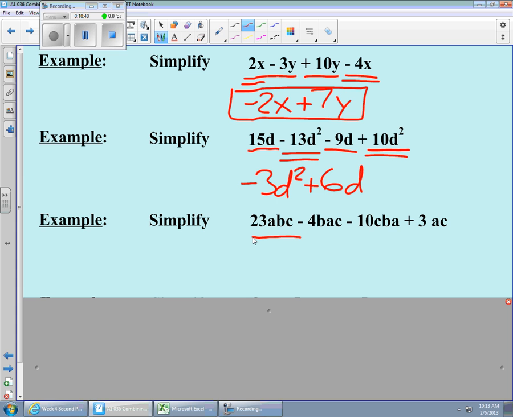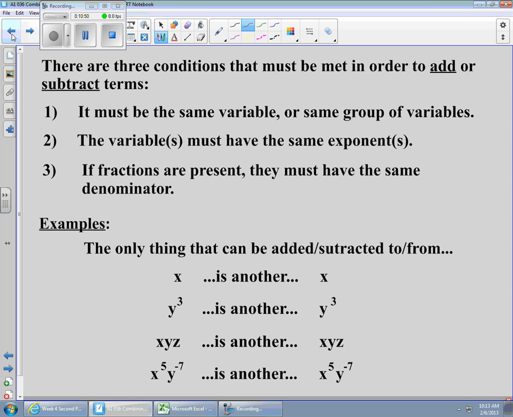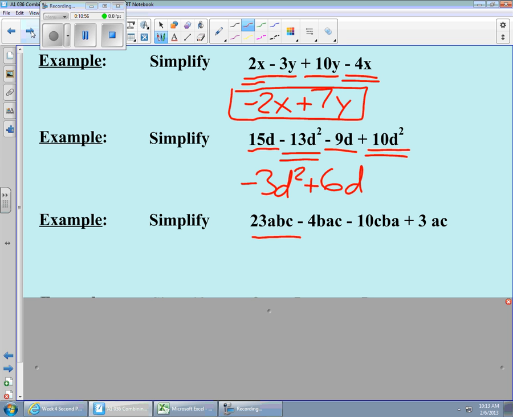Now this guy, the second term here, negative 4, it says BAC. I wondered, is this the same term, or is this something different because everything's rearranged? Let's look back at the rules here real quick. You have to be the same variable or the same group of variables. Do we have that? This 23 has an A and a B and a C. Does negative 4 have an A and a B and a C? It appears to be the same group, even though the group is out of order.